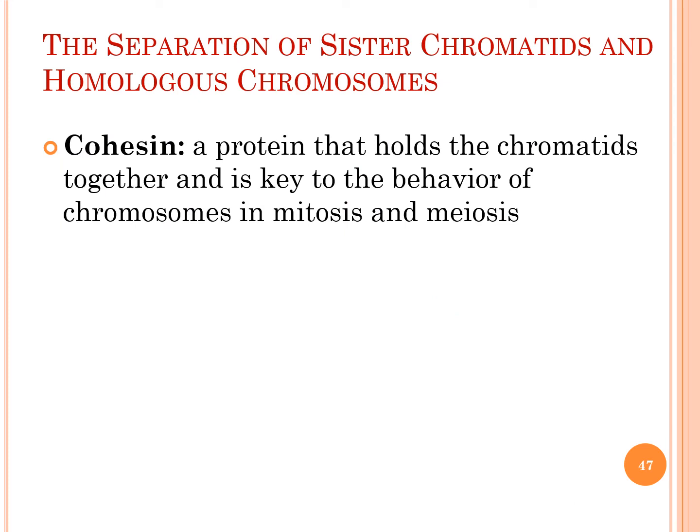There are times when the cell will divide homologous pairs, and sometimes it will divide chromatids. This leads us to the question, how does the cell know when it is appropriate to separate chromatids and when it is appropriate to separate homologous pairs?